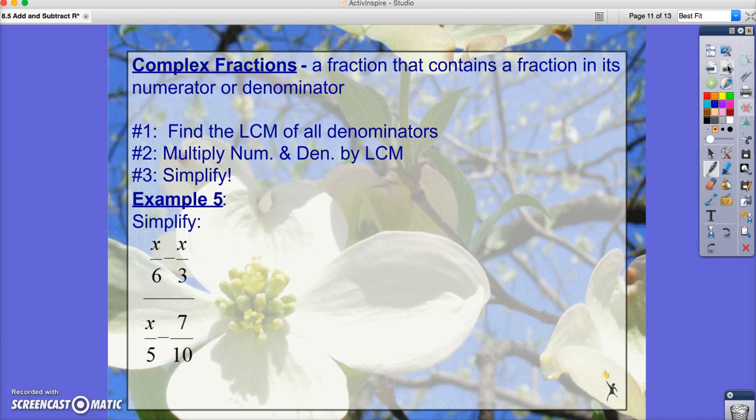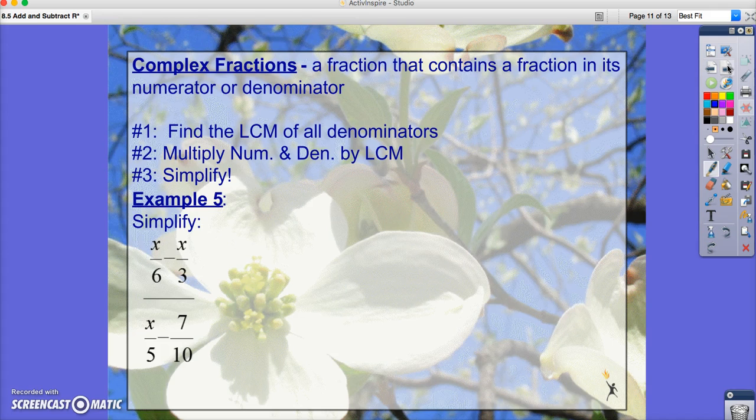Last part of the lesson deals with complex fractions. They are a fraction that contains a fraction in its numerator or denominator. All right, so it's slightly different from the last part two. The one thing that's the same is this is the third time we're working with the LCM, least common multiple.